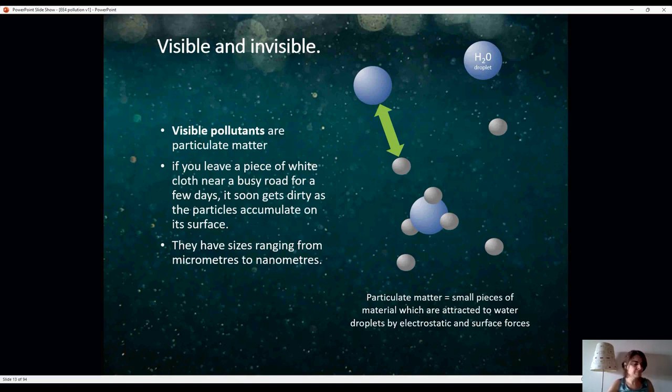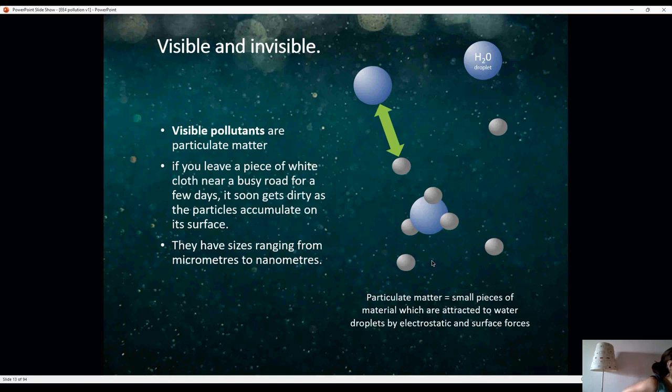But of course, the air contains gases. It's nitrogen, oxygen, but it also contains water droplets. Now, droplets obviously are made of many water molecules coming together, and if the droplets are big enough, it's actually raining, okay? But the droplets may be quite small, and they can stay suspended. So what can happen is you can have the water droplets attract these small particles. It's typically electrostatic and surface forces which cause these things to aggregate.